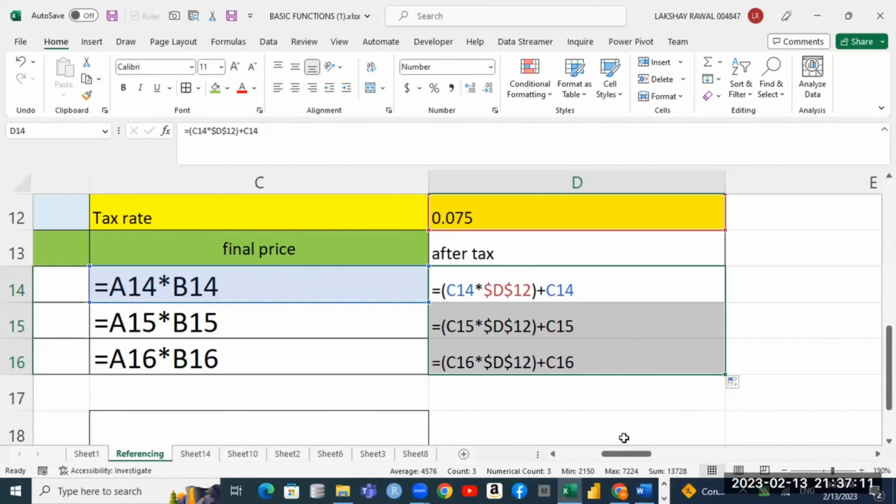But look at other cells: C14 has changed to C15, but D12 has not changed to D13. Why? Because I have frozen it. And why is there a requirement for freezing? Because I always have to multiply C14 with D12, since the tax is given in D12, and in D13, nothing is given. I don't need to use D13 and D14. Is this clear? Please do it, everybody.